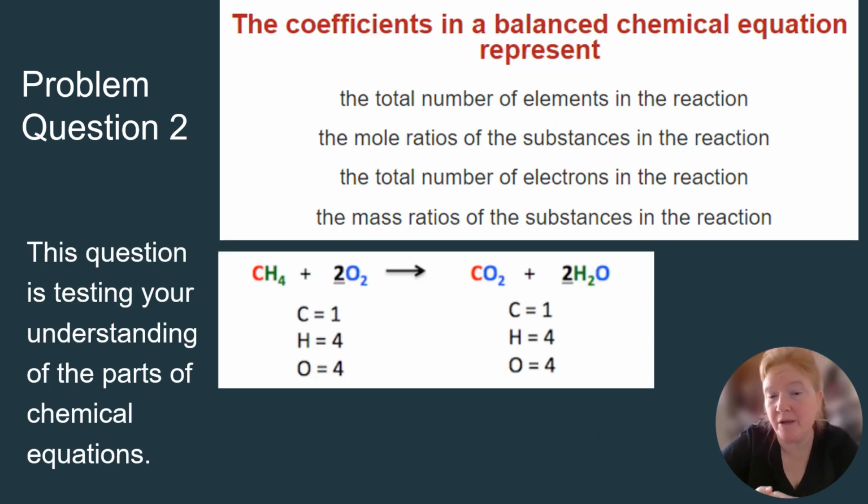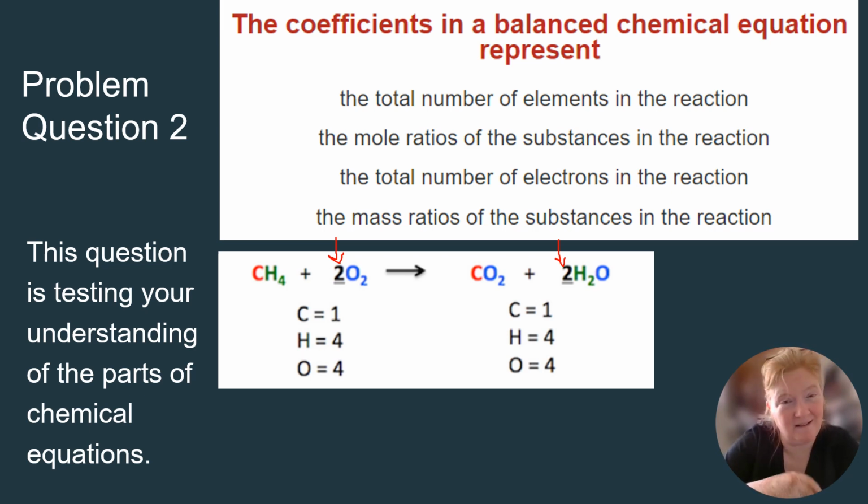All right, another problem with mole ratios, this tied into some of those concepts. It tests your understanding of the parts of an equation. So the coefficients in a balanced chemical equation. Where are the coefficients? Here's one. Here's one. What do they represent? Is it the total number of elements in the reaction?